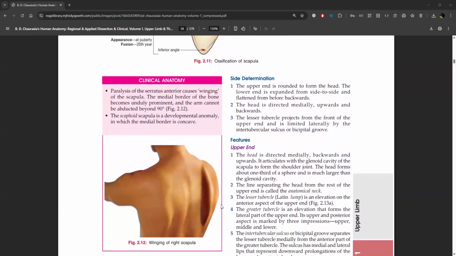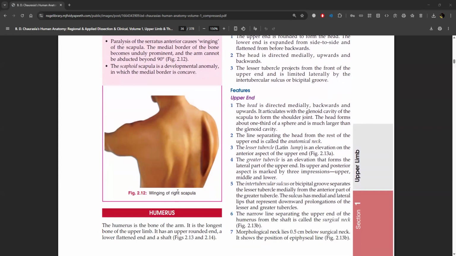Clinical anatomy. Paralysis of the serratus anterior causes winging of the scapula. The medial border of the bone becomes unduly prominent and the arm cannot be abducted beyond 90 degrees. Figure 2.11. The scaphoid scapula is a developmental anomaly in which the medial border is concave.